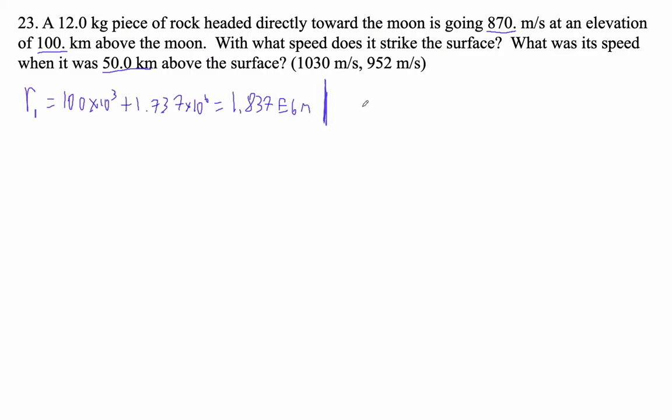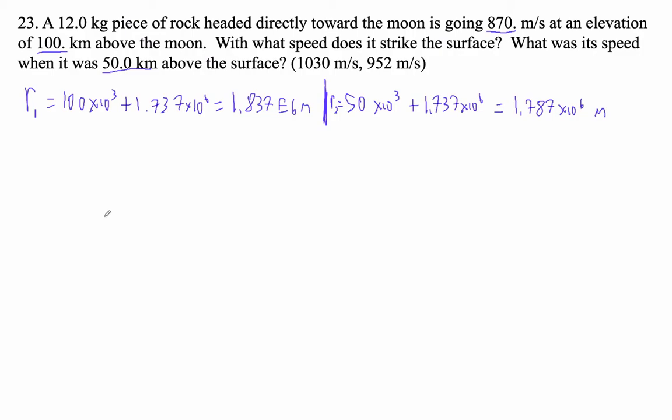And then when it's 50 kilometers above the surface, R2 is equal to 50 times 10 to the 3rd plus 1.737 times 10 to the 6th. Won't that be 1.787 times 10 to the 6th? Let's double check that. 50 E3 plus 1.737 E6. Yes, indeed, it's 1.787 times 10 to the 6th meters.